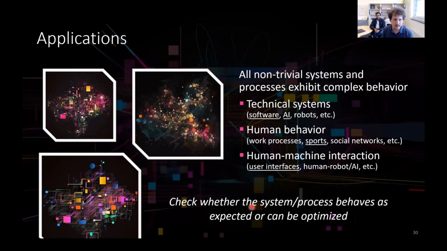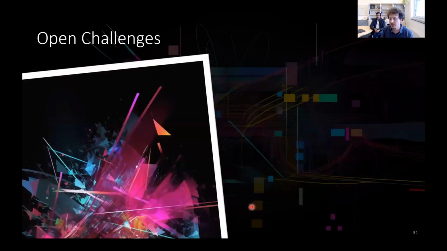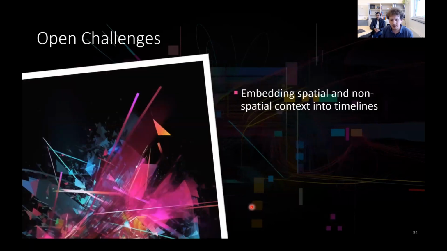There are some open challenges that we see. One relates to the embedding of spatial and non-spatial context into timelines, which is very difficult because just showing the events on the timeline usually consumes all the space. But for instance, in the case of Bomberlytics, Bomberman, it would be really important to see also in the timelines these cornering situations and so on, to preserve some of the spatial information somewhere in the timeline.